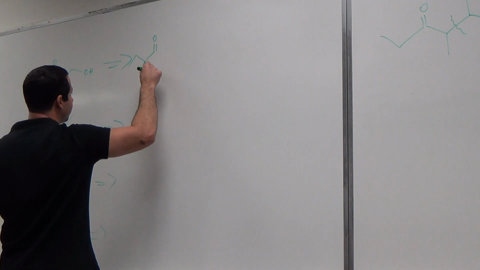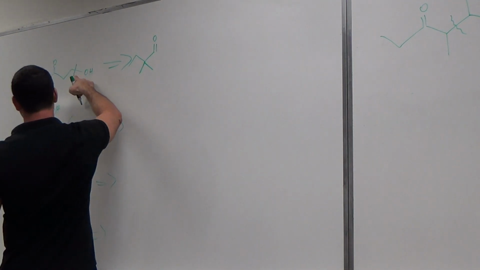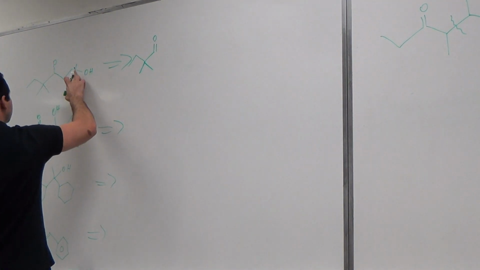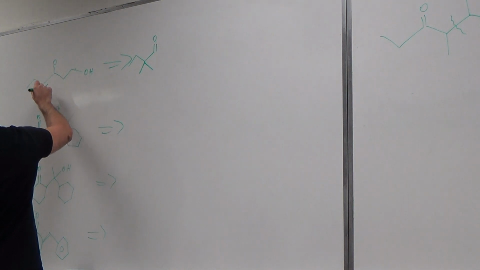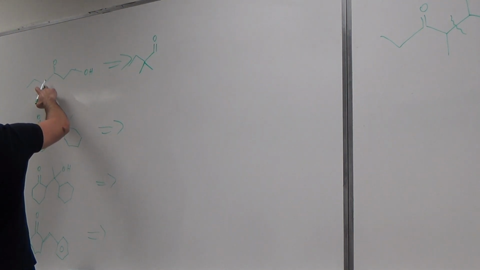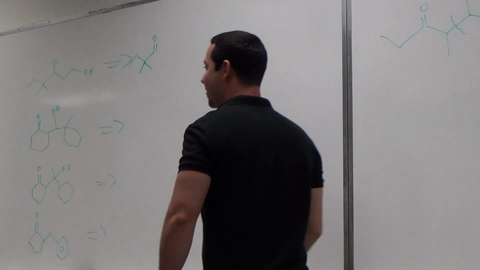Yes or no? Now, which bond did I break? This one? No, not the one between the alpha and the beta. So in the middle of the bond. I feel like I'm Dorothy. Oh, you feel like Dora the Explorer? It's like, no.